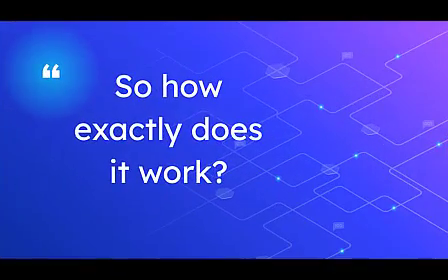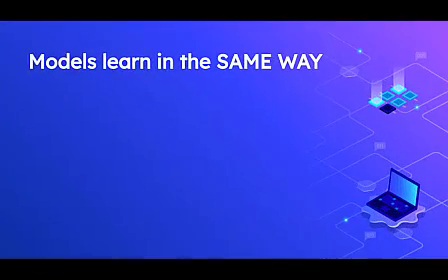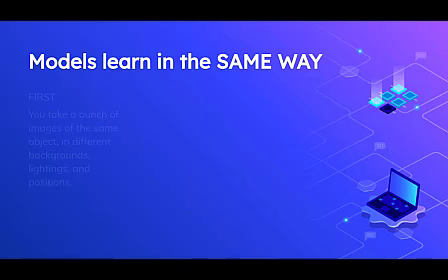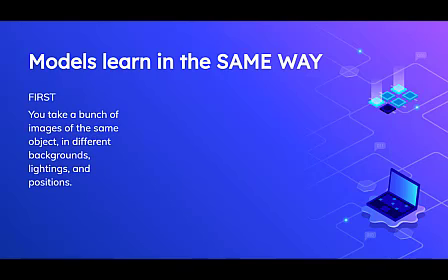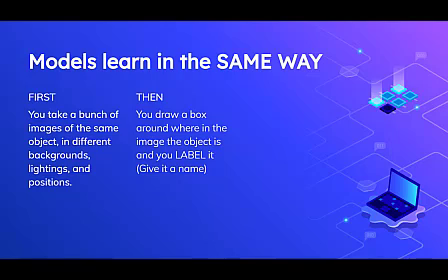So how exactly does it work? Well, models learn in the same way that we do. First, you take a bunch of images of the same object with different backgrounds, lightings, and positions, and then you draw a box around where the object is and label it. You give it a name. Or, if you do it in Colab, like we'll have a tutorial on in the future, you just place them into directories that are labeled with the class or name of your object.